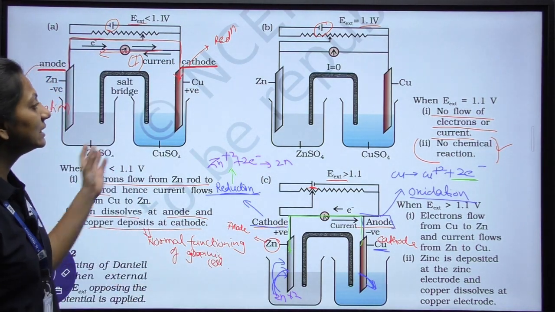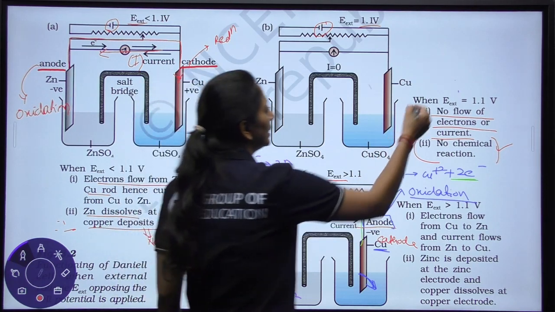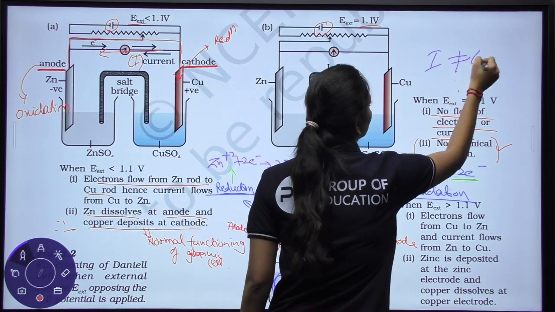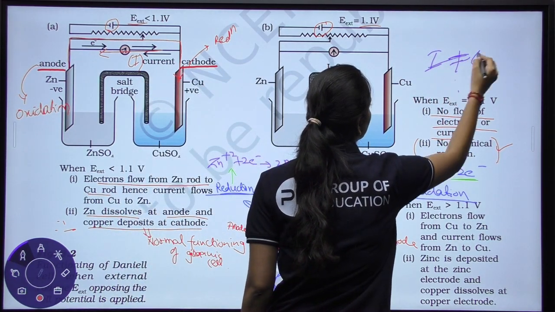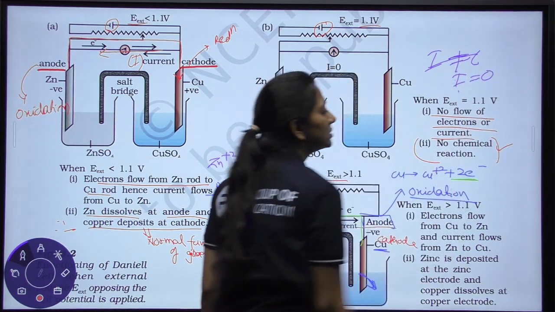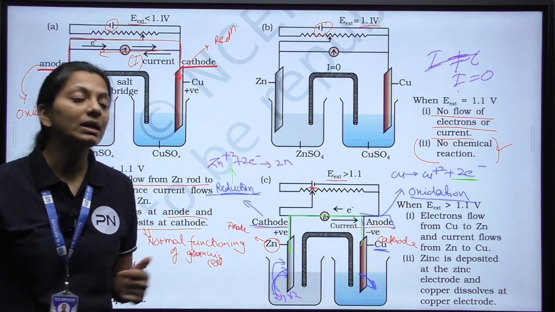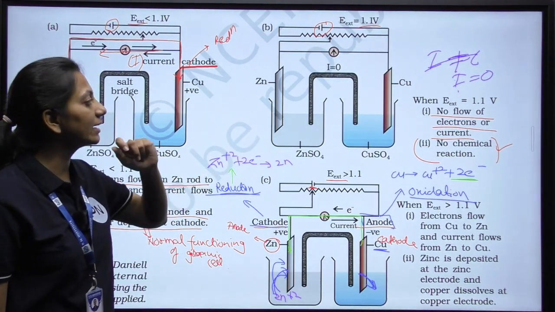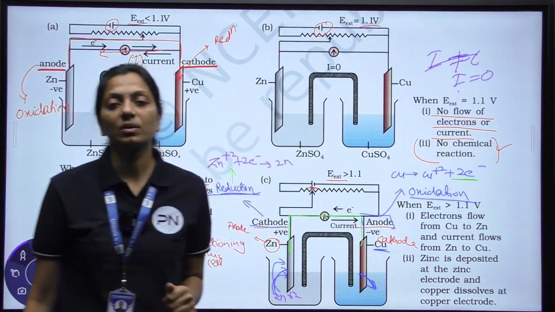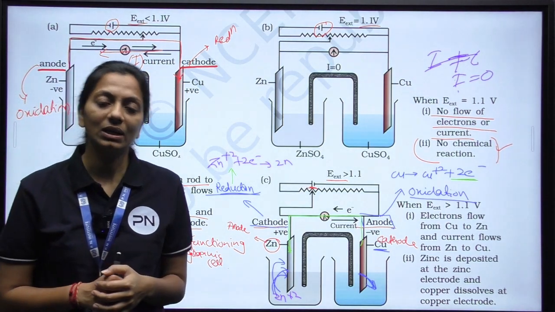Okay, so these are the three. Here no current is formed: I is equal to 0. Okay, no current will be formed, as no electrons will be lost and no electrons will be taken up.